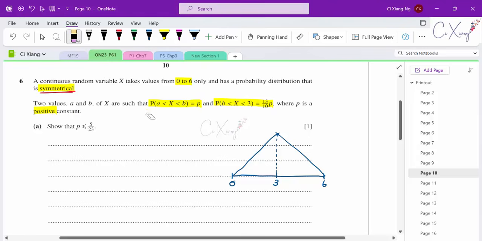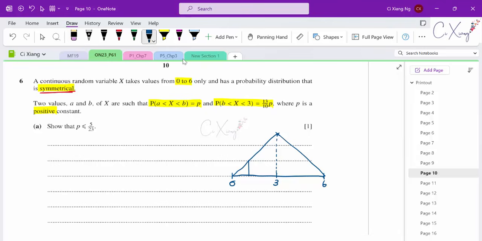Okay, so now for this question, they are saying that when A is smaller than B, the probability of x between A and B is equals to P. So I assume that maybe A should be somewhere here, and then B should be somewhere here. So this particular area between A and B is actually P. The probability of x between B until 3 is 13P over 10. So that means this particular area is 13P over 10.